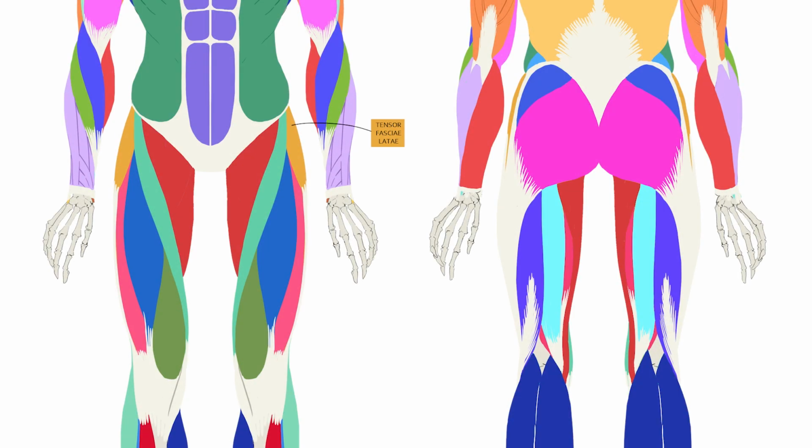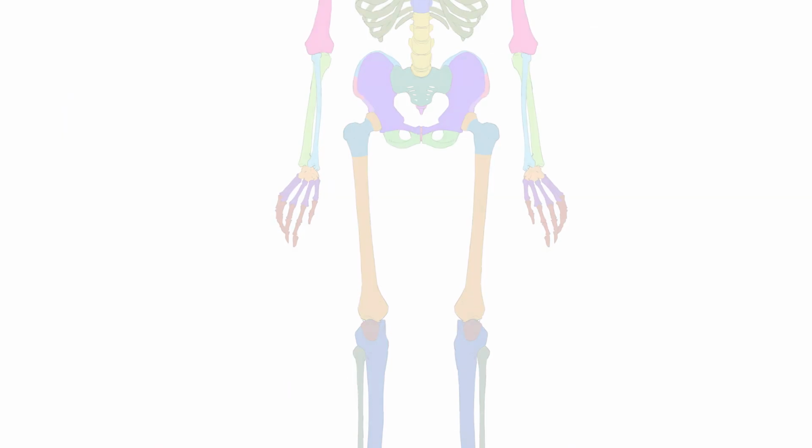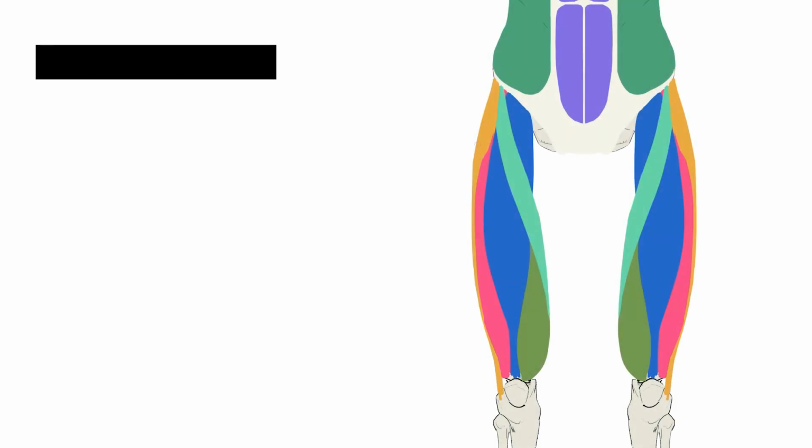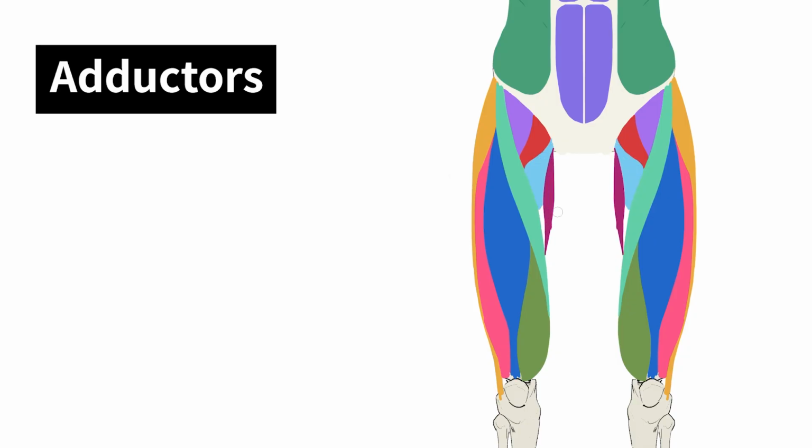The tensor fasciae latae is a part of the abductor group with the gluteus medius and transitions into the iliotibial band. Commonly referred to as the IT band, its name is derived from its origin and insertion points in the iliac crest and the tibia. The IT band helps support a multitude of movements such as flexing, extending, abducting the leg, as well as rotating the hip. On the other hand, the adductor group help bring the leg closer to the center of the body.